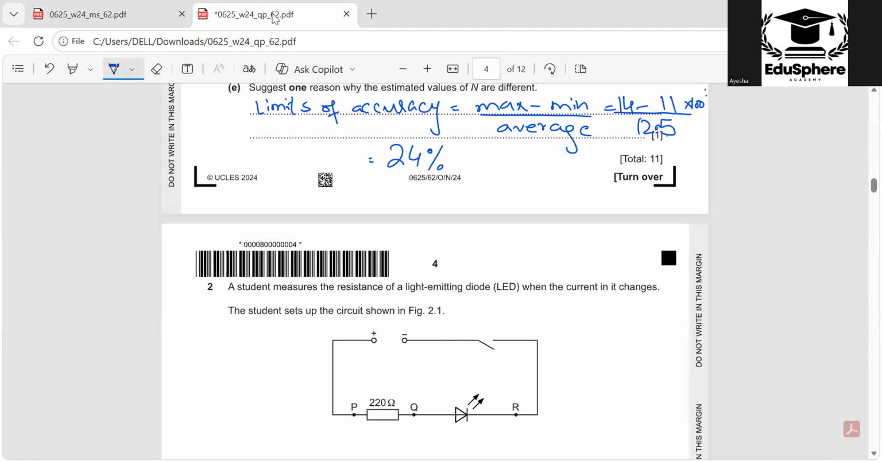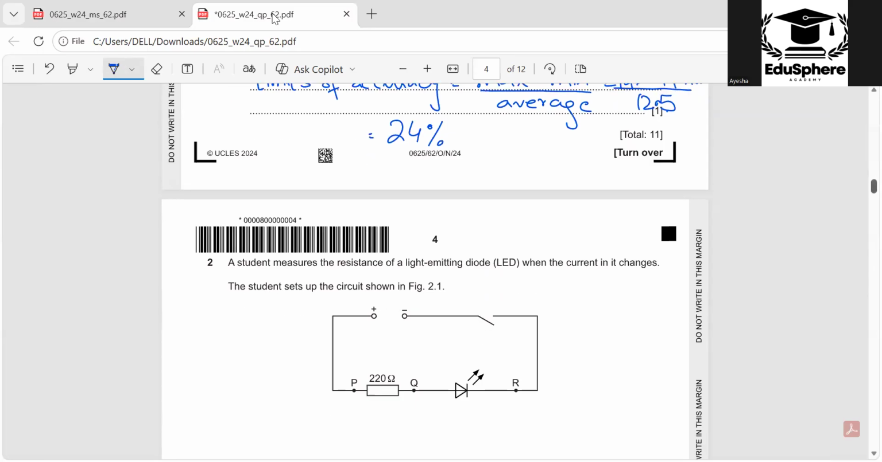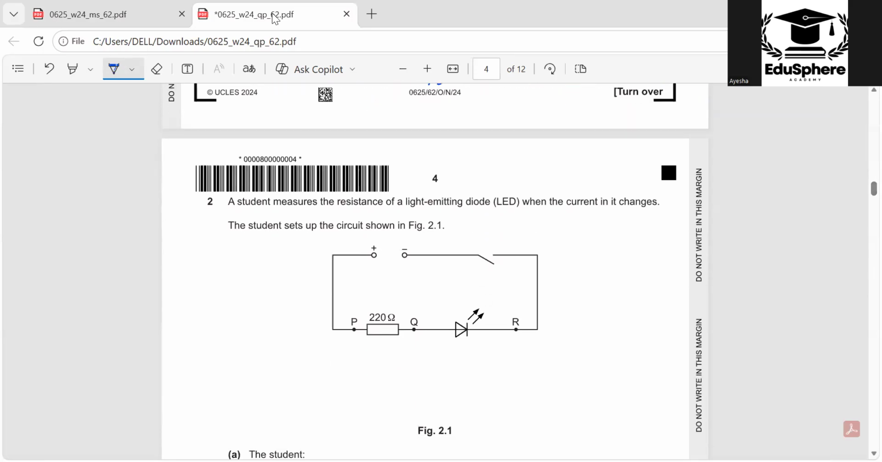So that's why this could be the reason. Okay. Now moving on to the next question, where it says that the student measures the resistance of the light emitting diode. Here we have the light emitting diode. The current changes, and the student sets up the circuit like this.